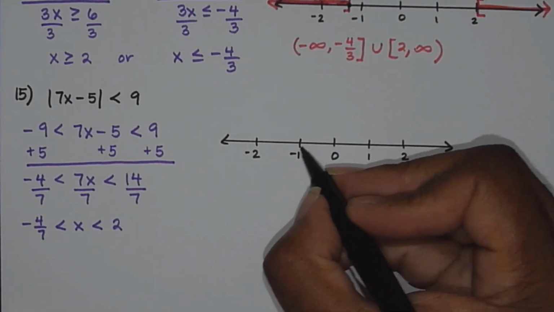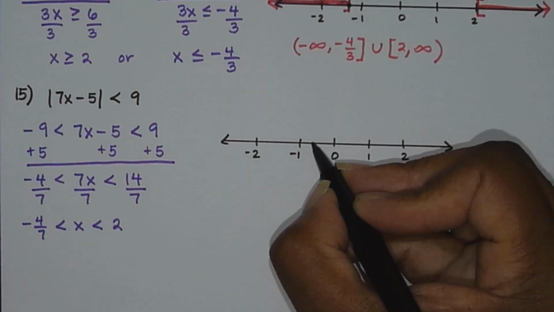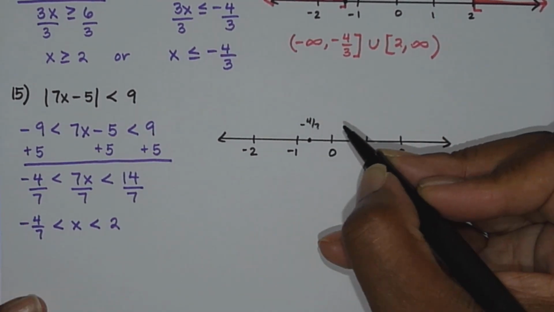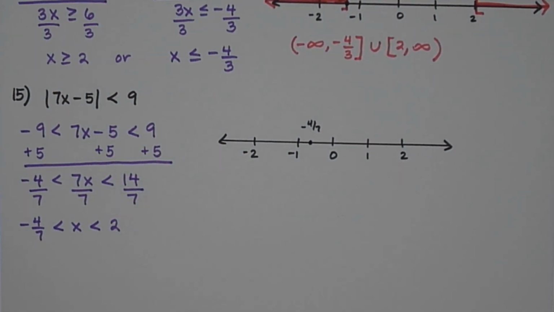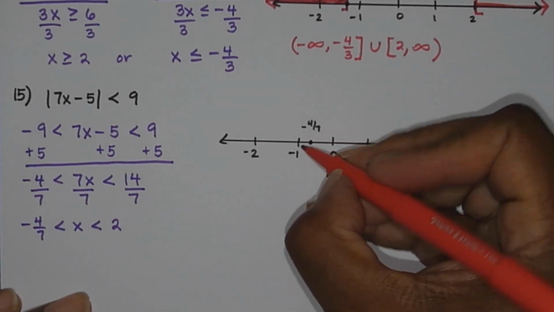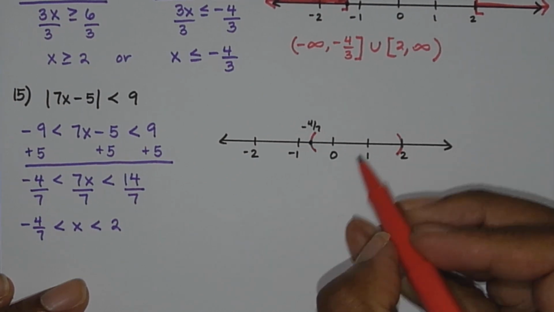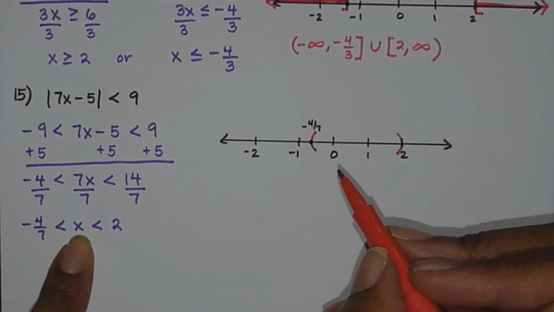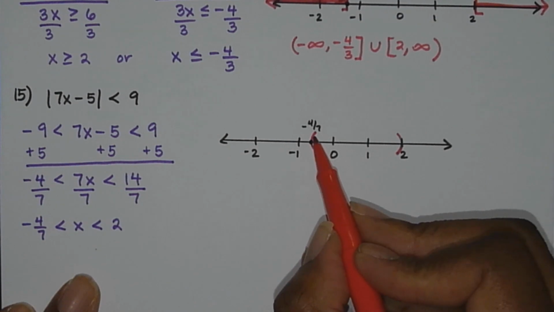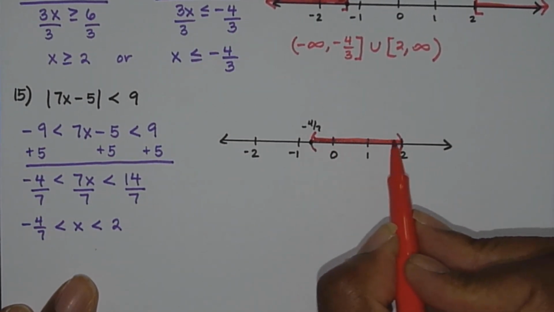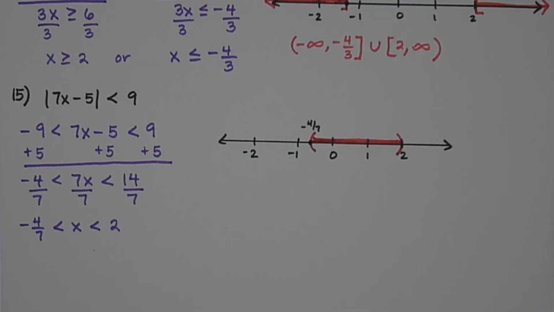Let's see, negative 4/7 is greater than negative 1. So I'm going to put it about right here. Well, I need brackets or parentheses. Parentheses on both of them because they're both strictly less than. So here, a left parenthesis at negative 4/7 and a right parenthesis at 2 to show that x is in between negative 4/7 and 2. We're going to shade in between. So that's what the graph looks like.